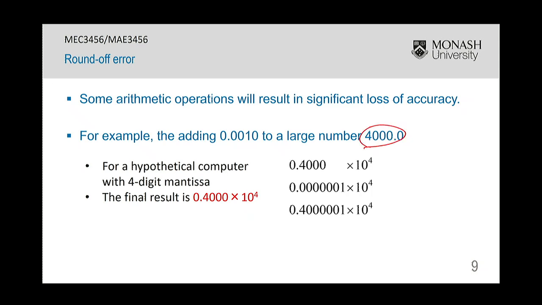And so we can see that by saying that our first number is equal to 0.4 times 10 to the power 4. Our small number is equal to 0.00, etc., 1 times 10 to the 4. If we add these two things together, we get this number here. But if we can only represent 4 bits after the decimal places, this bit here will go missing. And that's actually equal to this number here. So we've actually lost the effect of the small number completely.